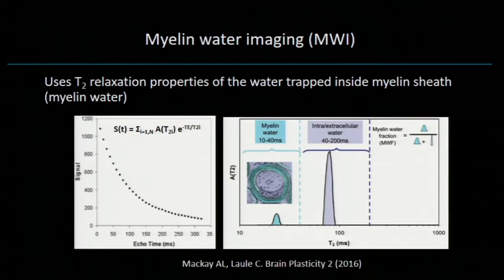The oldest method for myelin imaging, proposed in 1993, is myelin water imaging. This method uses the T2 relaxation properties of myelin water, which is the water trapped in between the myelin phospholipid bilayers. So this is a multi-T2 type of method, and it attributes the short T2 components to the myelin water, and it can quantify the myelin with the so-called myelin water fraction.